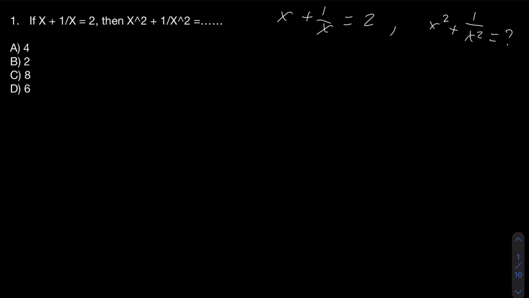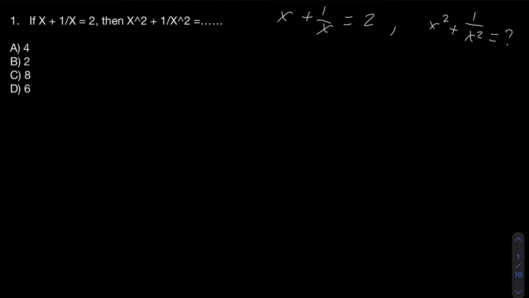Alright, now starting with the first question. We have: if x plus 1 over x is equal to 2, then x to the power of 2 plus 1 over x to the power of 2 is equal to what? This is what it actually looks like, but typing it down looks like this. So we have x plus 1 over x equals 2, and x squared plus 1 over x squared is equal to what?